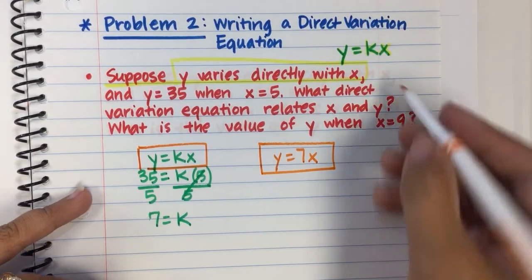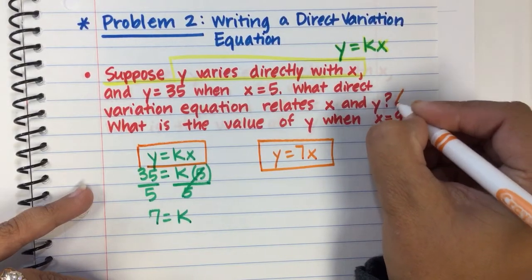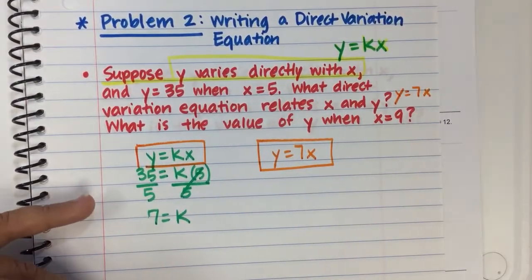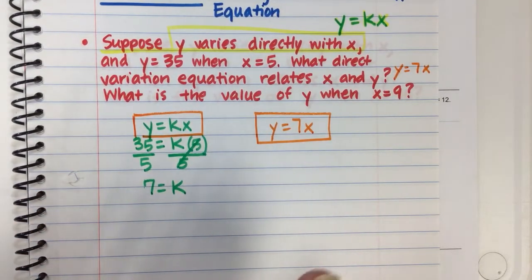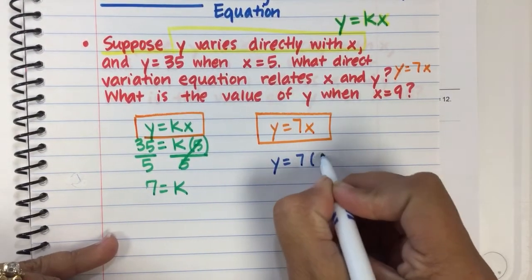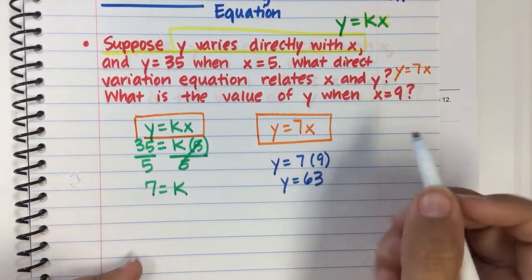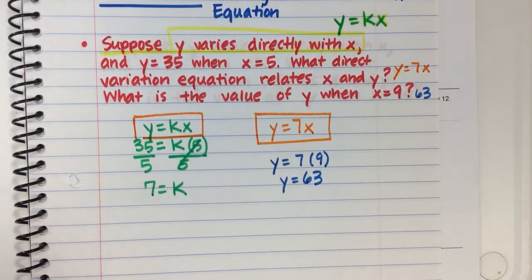Now, so that's the answer right here. What direct variation equation relates x and y? Y is equal to 7x. Now it wants me to find what is the value of y when x is 9. So I'm going to solve y is equal to 7 times 9. Y is equal to 63. So the value of y when x is 9 is 63.